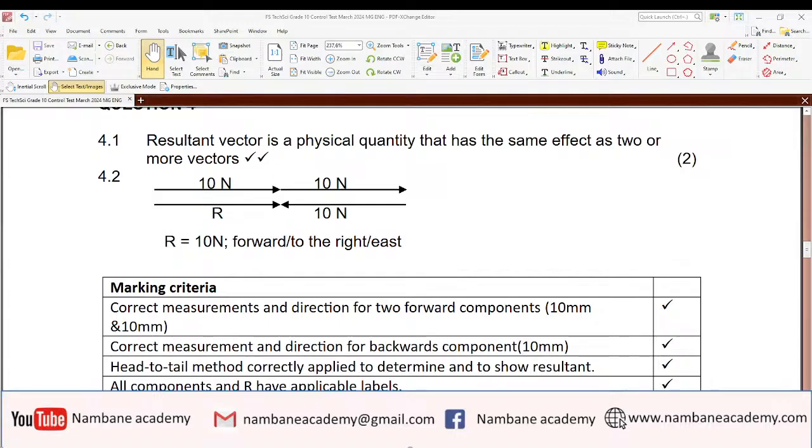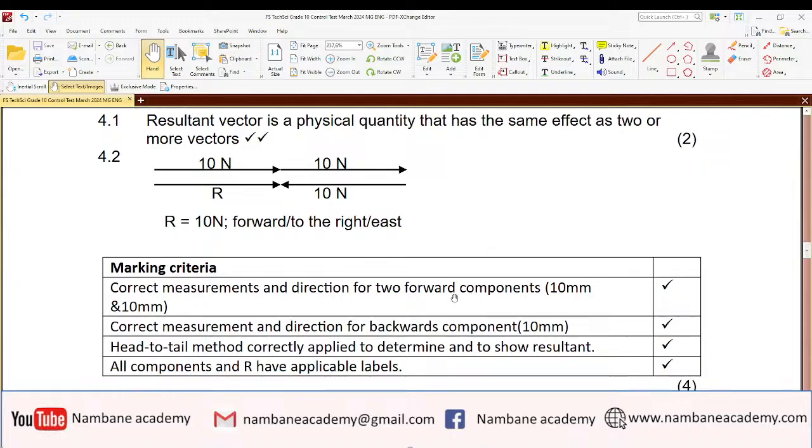Now, how are we going to mark this 4.2? There's a marking criteria here, ladies and gentlemen. It says correct measurements and direction of the two forward components, 1 mark. That means now for the first 10 Newton and for the second 10 Newton, they must be in the same direction for us to award a mark. Correct measurement and direction for the backward force or the backward component, that is now the 10 Newton, that is now going to the left, 1 mark.